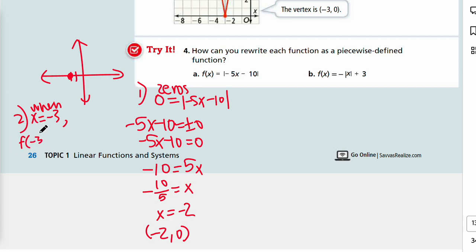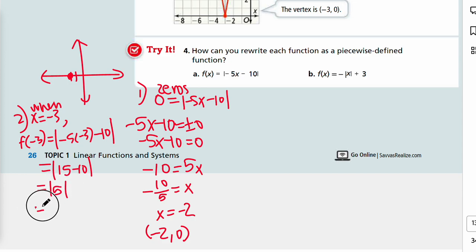So when x is negative 3, then f of negative 3 is equal to the absolute value of negative 5 times negative 3 minus 10. And so that's multiplication, so we have 15 minus 10. The absolute value of 5 is just 5. And so we have a point, negative 3, comma 5. So figure out the slope for this equation on the left side. 1, 2, 3, 1, 2, 3, 4, 5. So that's negative 2, that's negative 3, and that's 5, right?